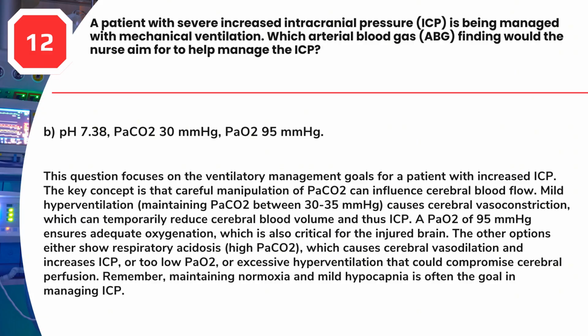Mild hyperventilation, maintaining PaCO2 between 30 to 35 mm of mercury, causes cerebral vasoconstriction, which can temporarily reduce cerebral blood volume and thus ICP. A PaO2 of 95 mm of mercury ensures adequate oxygenation, which is also critical for the injured brain.